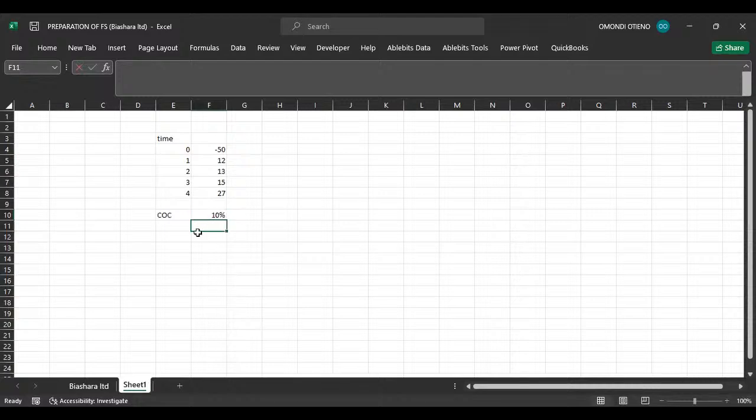So go to a fresh cell and write NPV there. Those are cash flows, yes. We want to get NPV, so go to a fresh cell, just go down there, and write NPV. Please go to the next one. Equals NPV.